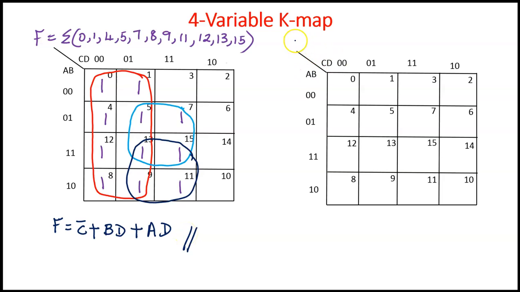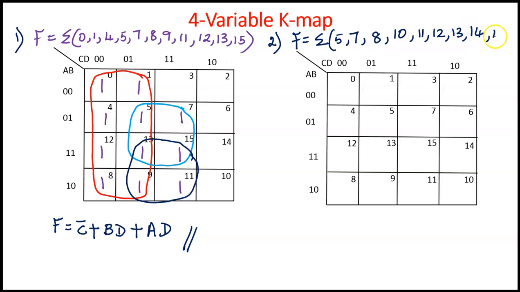Now we will see the second example. This is example number 1, and this is example number 2. In this example, F is equal to summation of 5, 7, 8, 10, 11, 12, 13, 14, 15. Let us make 1 in all the given minterms: 5, 7, 8, 10, 11, 12, 13, 14, 15.